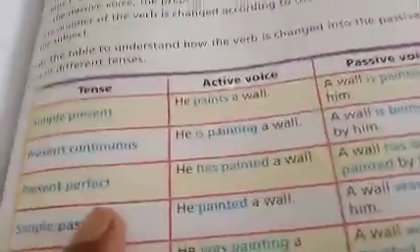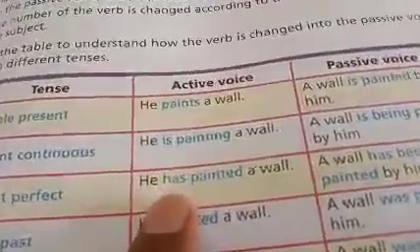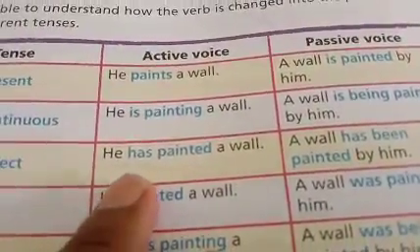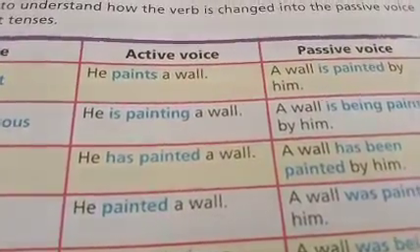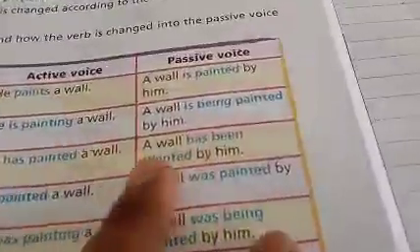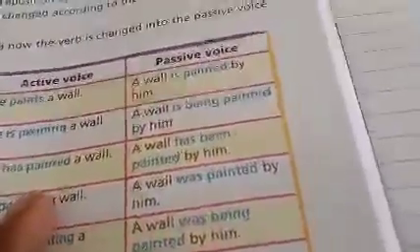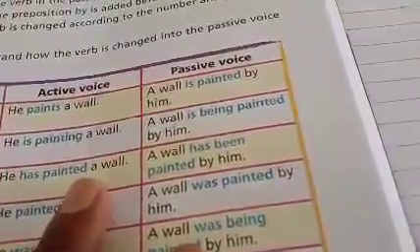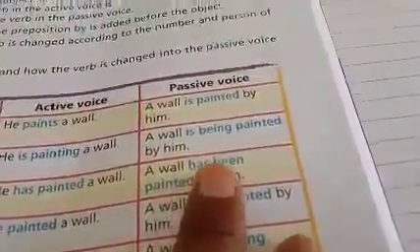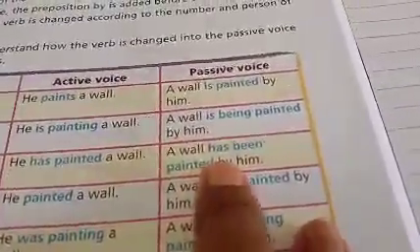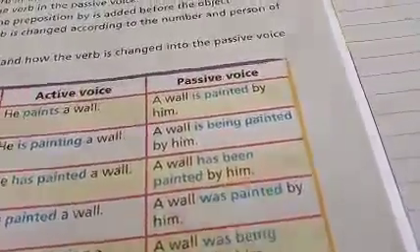Now the next you see here, present perfect tense. He has painted a wall. It is an example of present perfect tense, and you change it into passive voice, a wall, and in present perfect tense you have to use the helping verb of present perfect continuous. So in present perfect continuous it is has been and have been that is used. So you will use here: a wall has been painted by him.